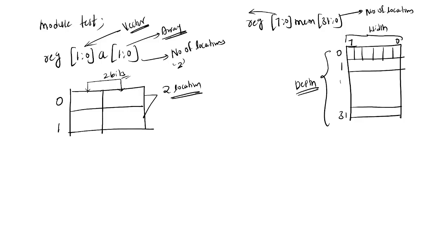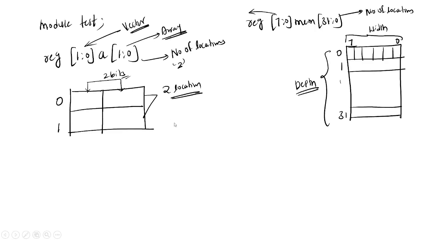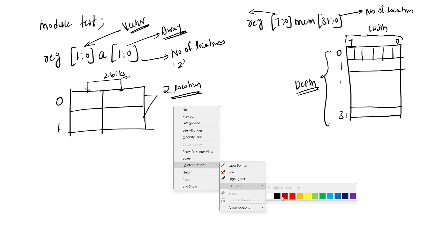So total locations, two locations. So depth is 31 locations, and width is how many? 7 locations. Suppose we'll take one example. Is it fine how we are declaring the width and depth, how to create the memory and all those things?